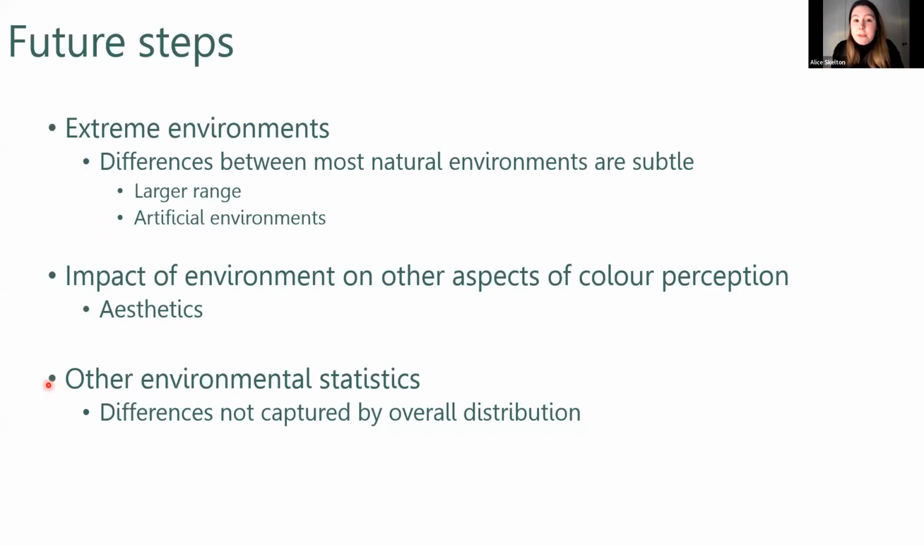And finally, it might be that there are other environmental statistics which can better explain discrimination in particular. So it might be that the differences we find between groups in discrimination are just not captured by a metric that tries to measure the overall distribution of chromatic variation, but by some specific measure.